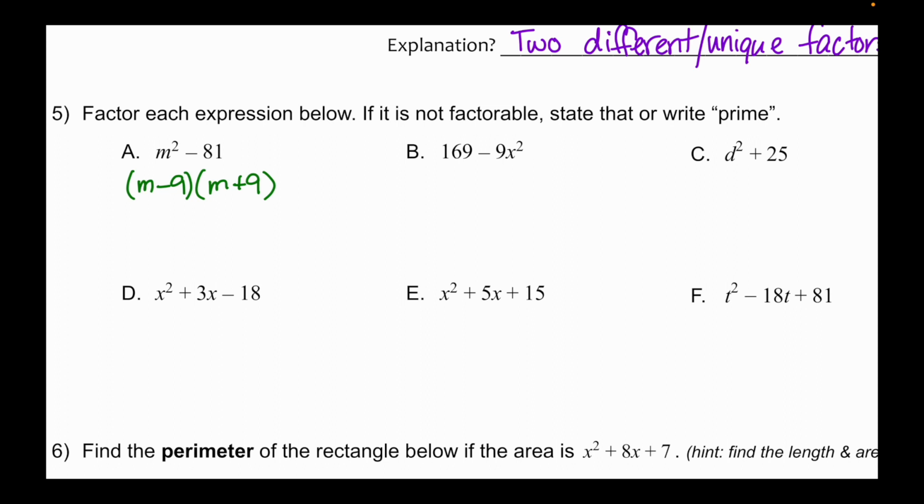So what will happen there is that 9 times negative 9 makes negative 81, but they add together to make 0 for the middle. B is also similar. These are both perfect squares. You can actually take the square root of 169, and I believe that square root is 13. I'm going to double check myself on that. Yes, it is 13. The next perfect square after that is 196.